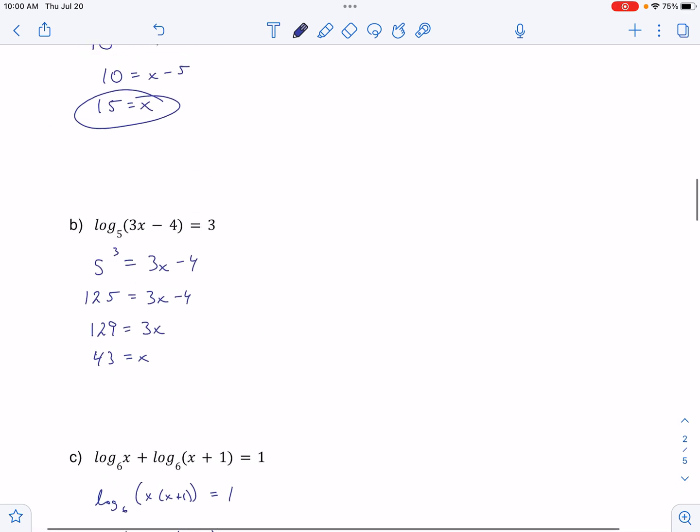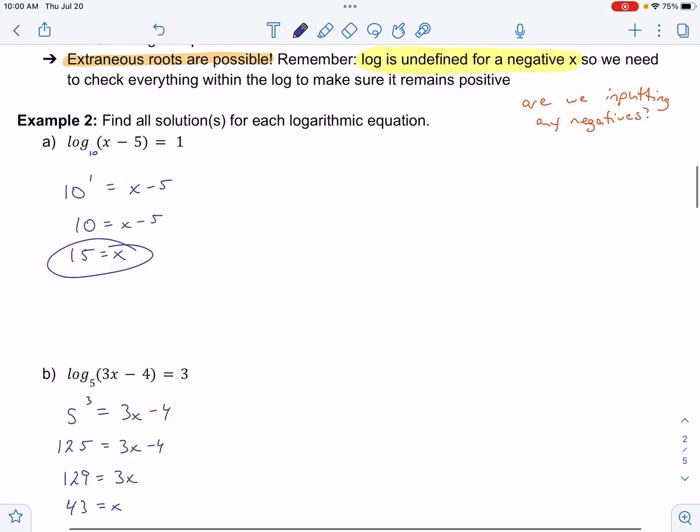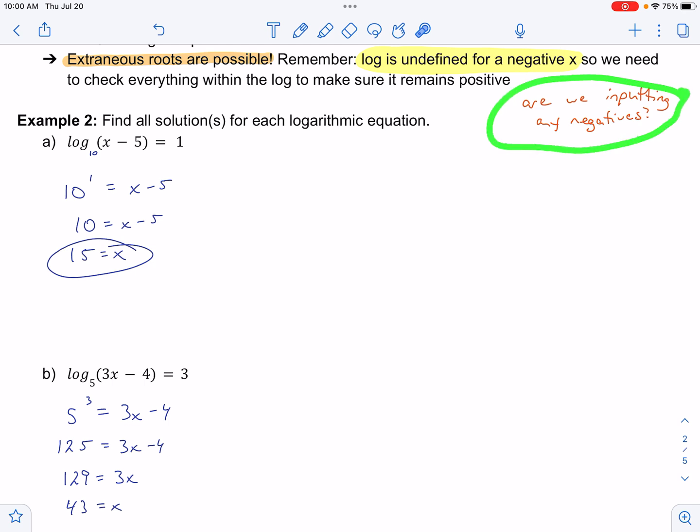Now here's where we need to check, and I'm going to go back and check all of my possible answers here, okay, with our extraneous roots. So remember we said extraneous roots, you have to ask yourself, are we inputting any negatives? Here, in example A, my answer was 15. If I substitute 15 in for x in my original question, does x minus 5 become negative? No. 15 minus 5 is 10. This remains positive, so this is not an extraneous root. This is totally possible.